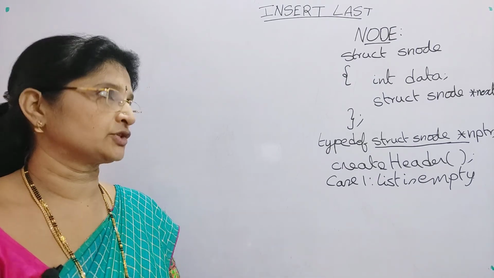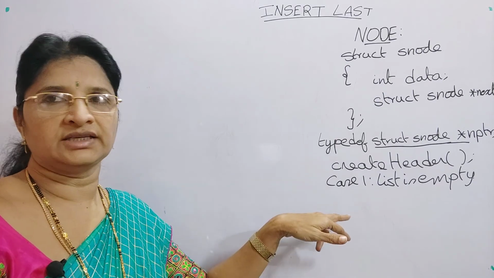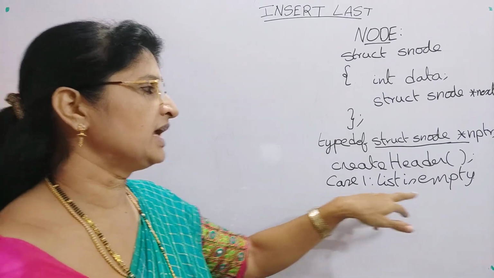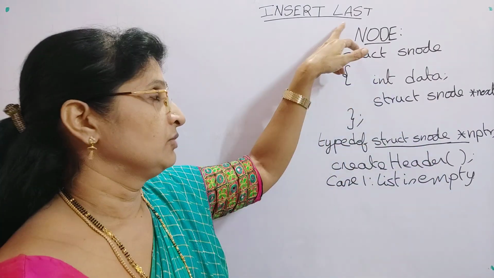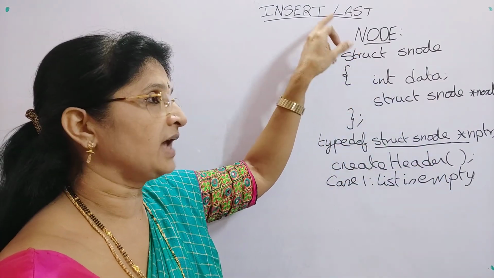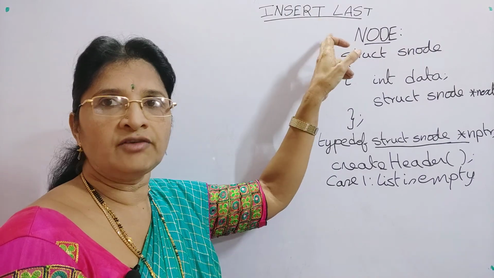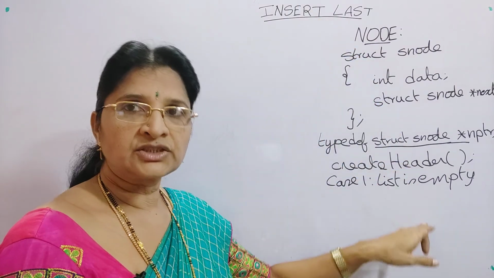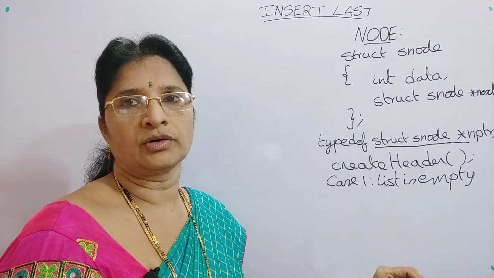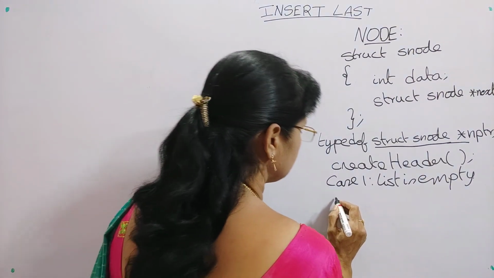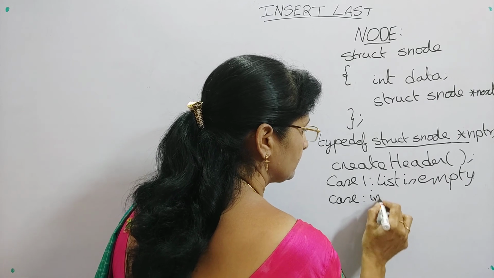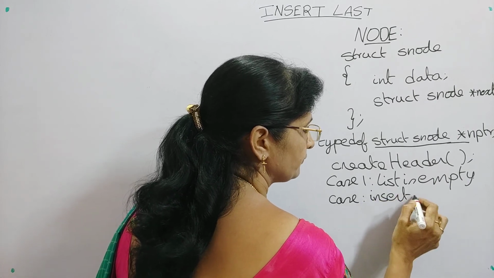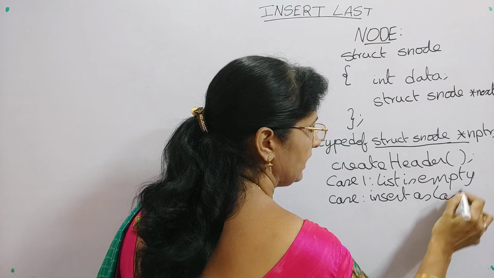Because it is the first node that is going to be inserted into the list, one case we have to consider is, suppose the list is empty. Then whatever node we want to insert as the last node itself becomes the last node, the first node and the only node. And the second case is inserting as last.